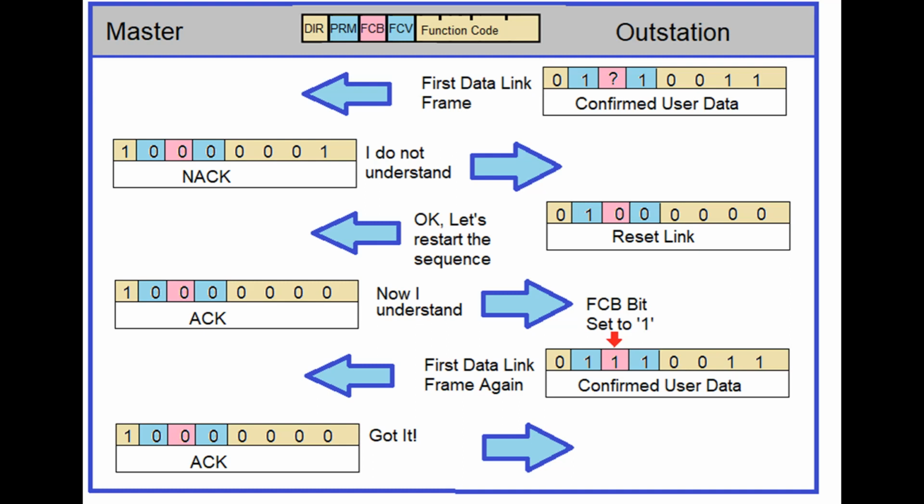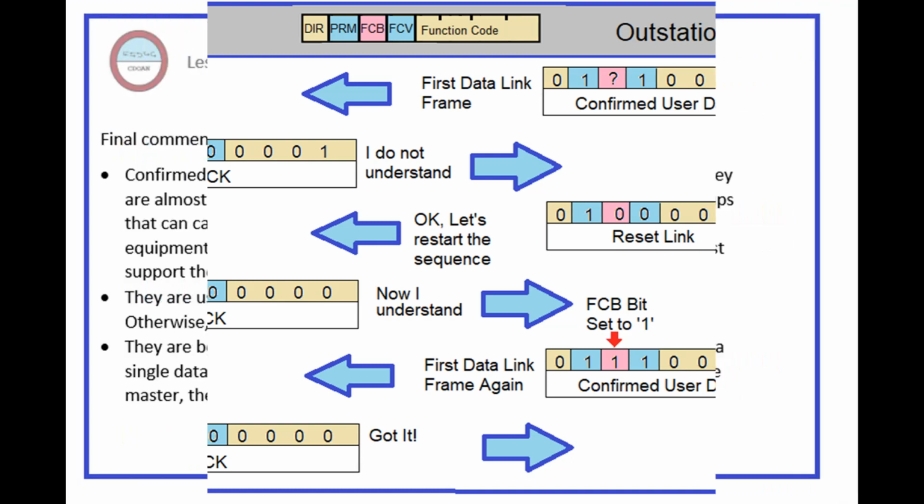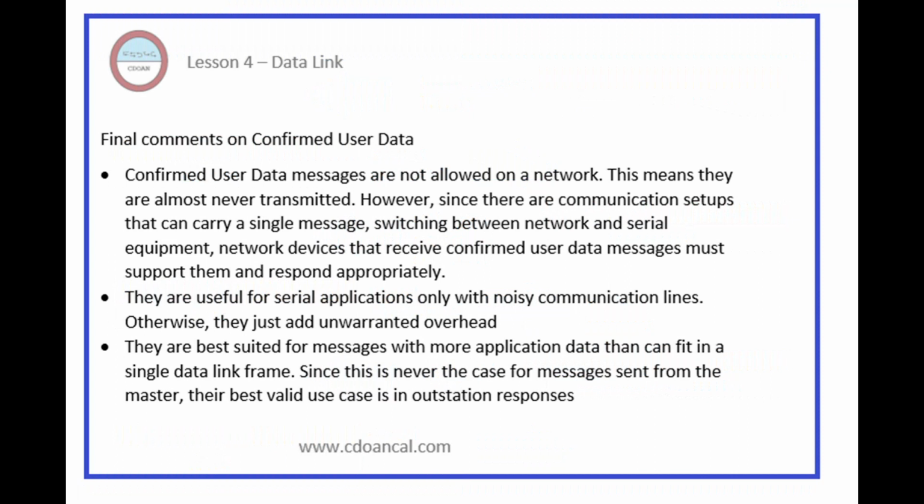So we just spent 3 frames of the lesson explaining something that you may never see. We could have spent 6, but it is a basic part of DNP3, required to be supported at all subset levels, so we needed to get this out of the way. But before we leave the area of confirmed user data, I have a few final comments to make.